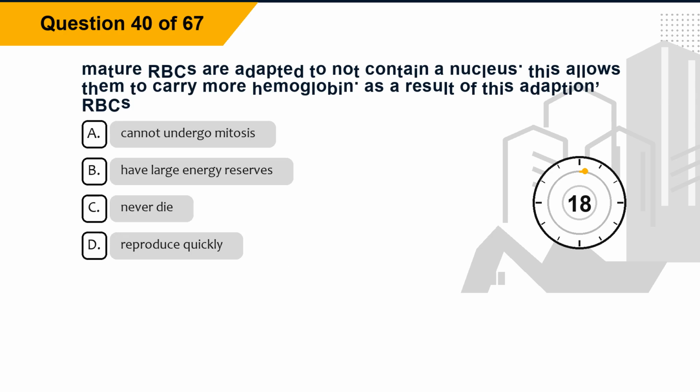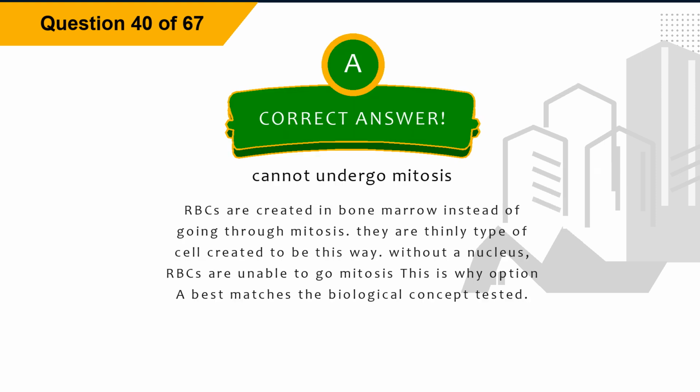Question 40. Mature RBCs are adapted to not contain a nucleus. This allows them to carry more hemoglobin. As a result of this adaptation, RBCs: Option A. Cannot undergo mitosis. Option B. Have large energy reserves. Option C. Never die. Option D. Reproduce quickly. The correct answer is option A.